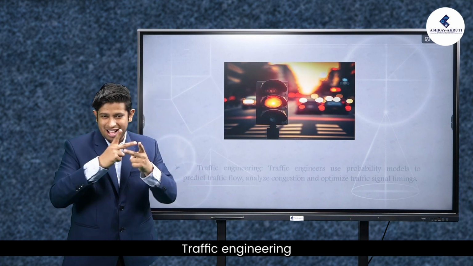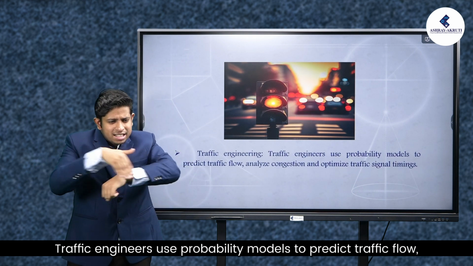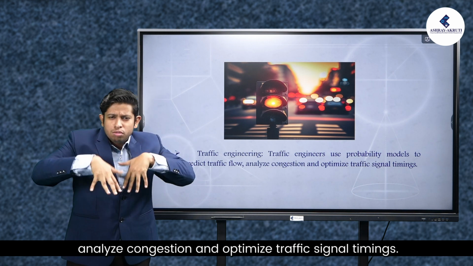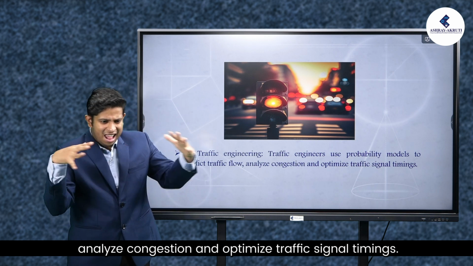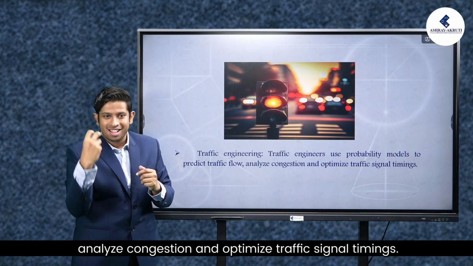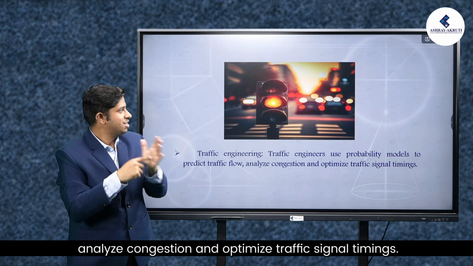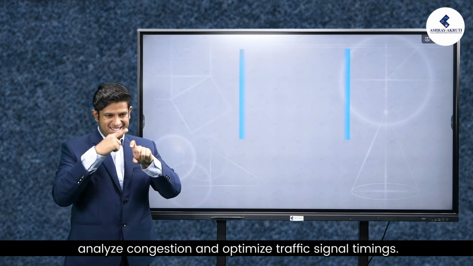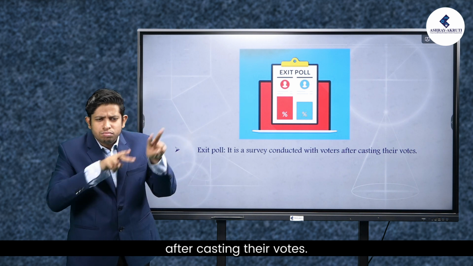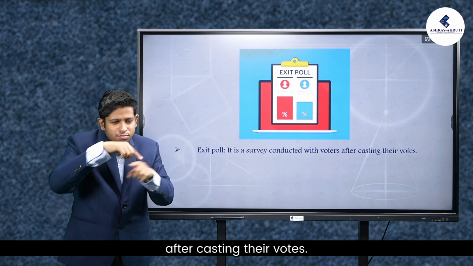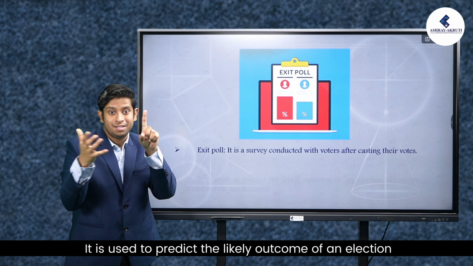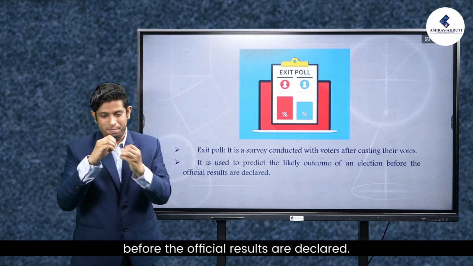Traffic engineering. Traffic engineers use probability models to predict traffic flow, analyze congestion, and optimize traffic signal timings. Exit poll. It is a survey conducted with voters after casting their votes. It is used to predict the likely outcome of an election before the official results are declared.